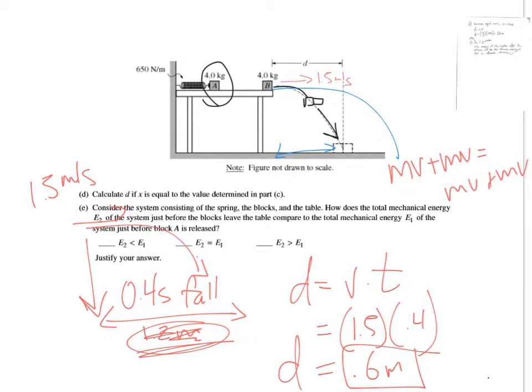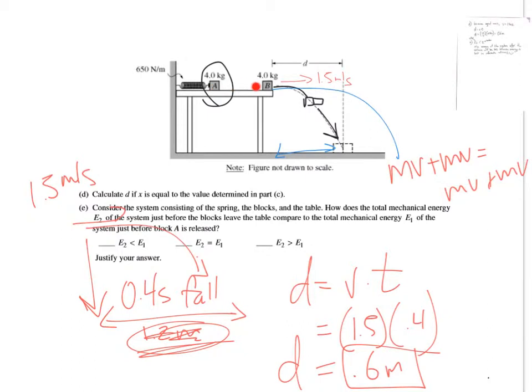Now, part E. With these questions, you really have to read them carefully. There's a lot of detail, so let's see what this says. Consider the system consisting of the spring, blocks, and table. How does the total mechanical energy, meaning potential and kinetic, E2, of the system just before the blocks leave the table, compare to the total mechanical energy, E1, of the system just before block A is released? So E2 is after the collision, so they collide just before they get launched, and E1 we're saying is just like this.